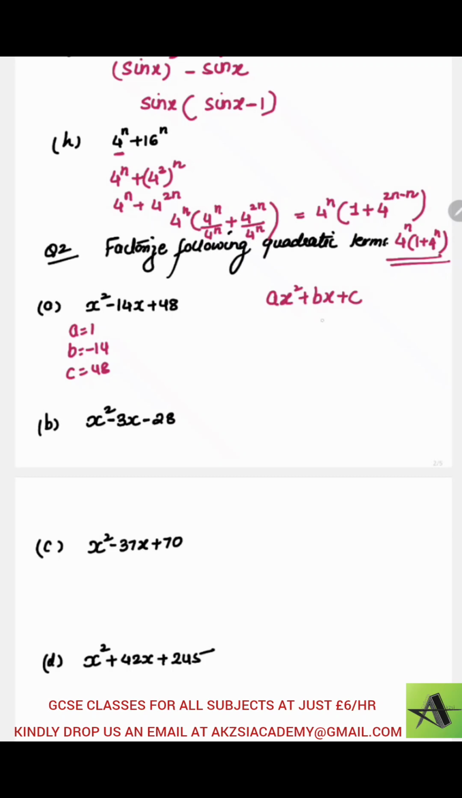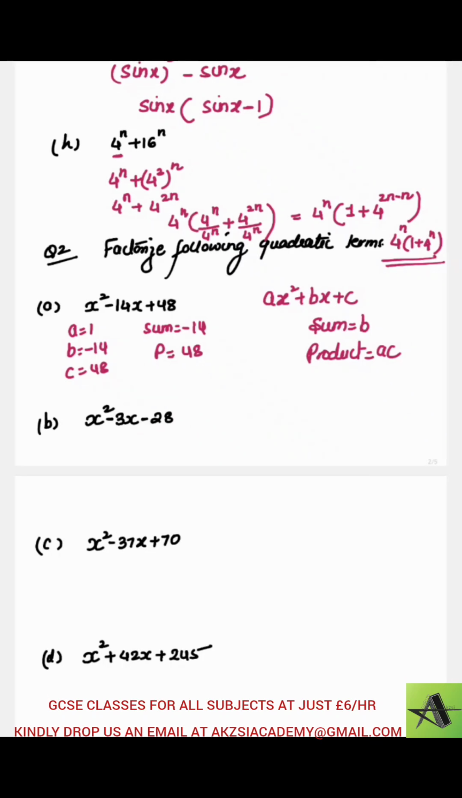Think of two numbers whose sum should be equal to b, and the product should be equal to a times c. It's always this, it doesn't matter what type of quadratic it is. If you are doing the factorization, you have to find two numbers. That means in this case, the sum should be equal to negative 14 and the product should be equal to 48, because 1 times 48 is 48.